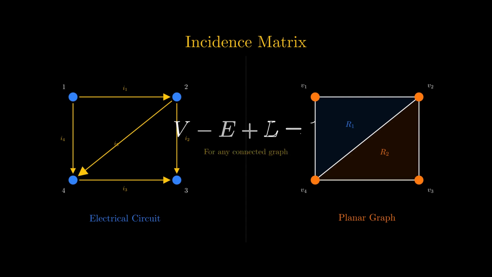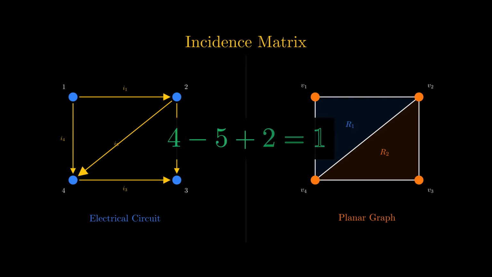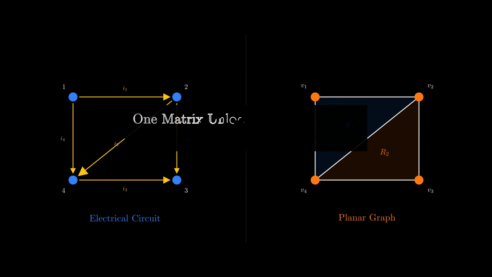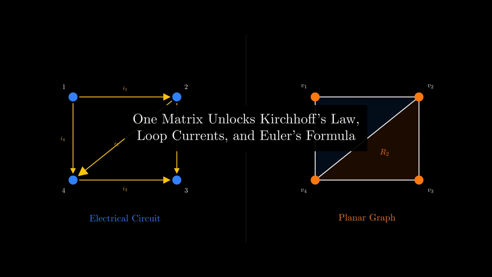Here's the punchline. For any connected graph, nodes minus edges plus loops equals 1. 4 minus 5 plus 2 equals 1. By the end of this video, you'll understand why that equation must be true, not from counting, but from linear algebra. Let's make it concrete.